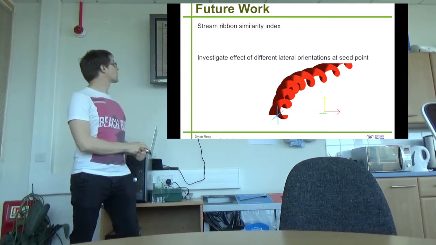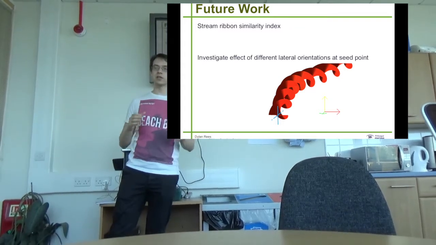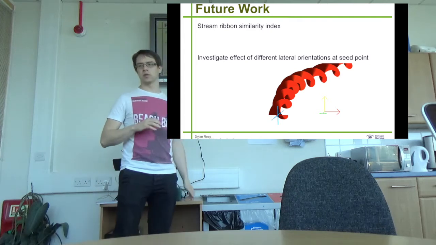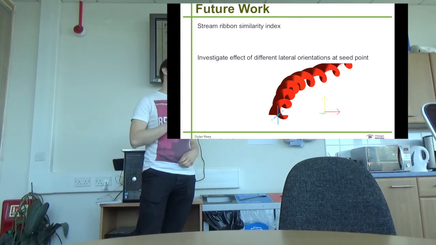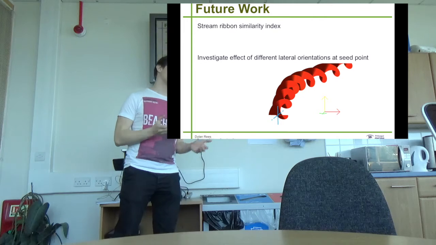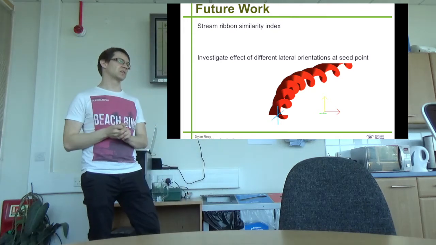We'd also like to investigate the effect of different lateral orientations of a ribbon at its seed point. Currently we just align it to a major axis, so this is where the ribbon starts effectively, and see what difference this has on the visualizations.